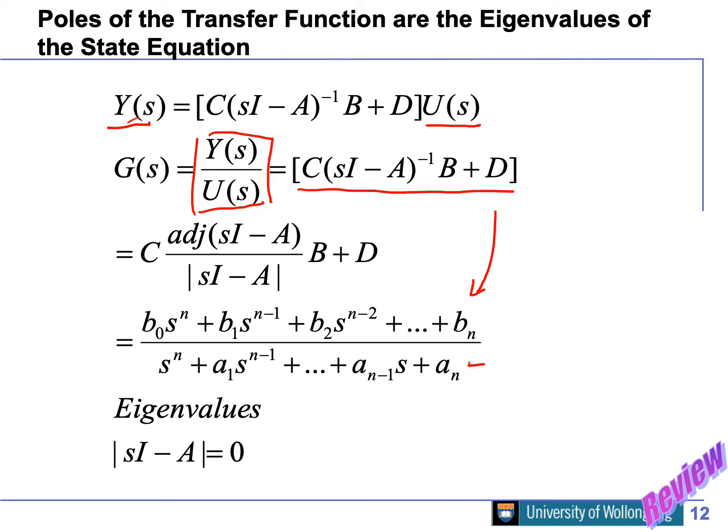We look at the denominator and make it equal to 0, and the solution is basically the eigenvalues of this matrix A, which are the poles of the system. So we can analyze the system by looking at the eigenvalues of the A matrix. The matrix A determines where all the poles are in the S domain, and that will determine the stability and the performance of the system. So A is the most important.